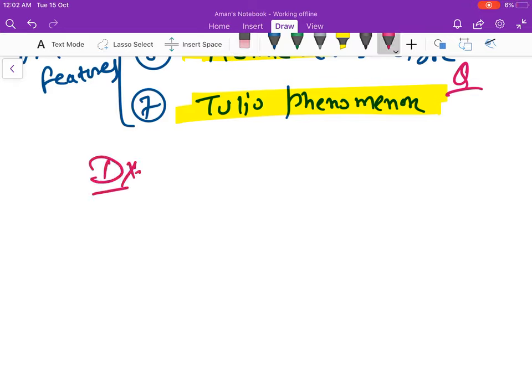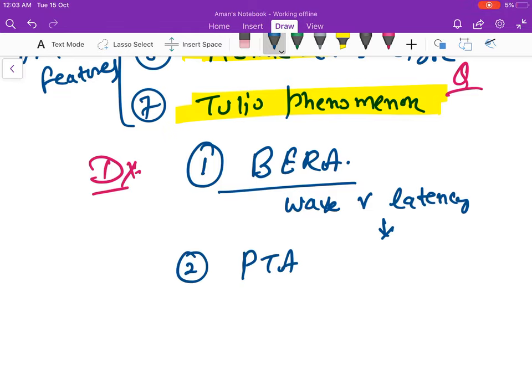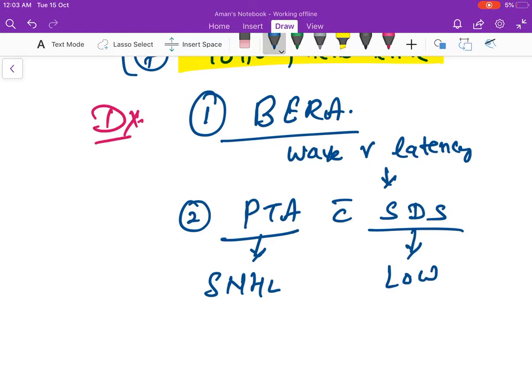To make the diagnosis, we can do BERA. In BERA, you will notice the interaural wave 5 latency difference is reduced. What else can we do? We can do PTA with speech discrimination score. In this PTA, we will see SNHL, pay attention, that is SNHL, not CHL. And in the speech discrimination score, this score will be low.